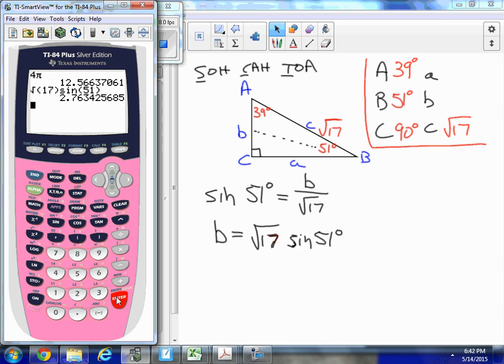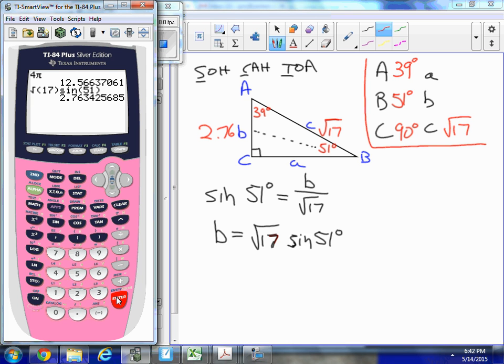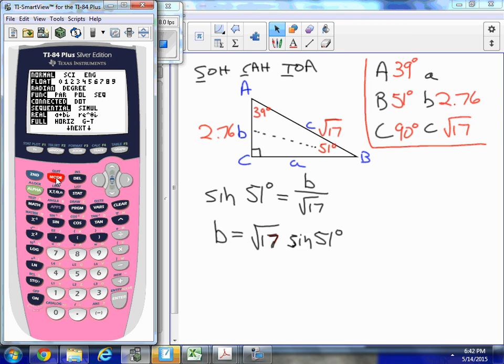So side B should be 2.76. Let's write that in here. Let's just double check, make sure I'm in degrees. Mistake. I'm in radians. Bad, Mr. Jenkins. Let's go to degrees. Enter that. Oh, this is good. See, now you see what kind of mistake you can make. I'm going to go back up here, and I'm going to go radical 17 sine 51 and hit enter again. Now I get 3.20. That's a better answer.